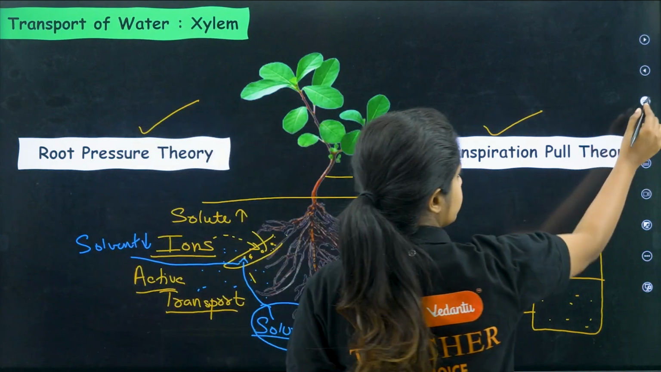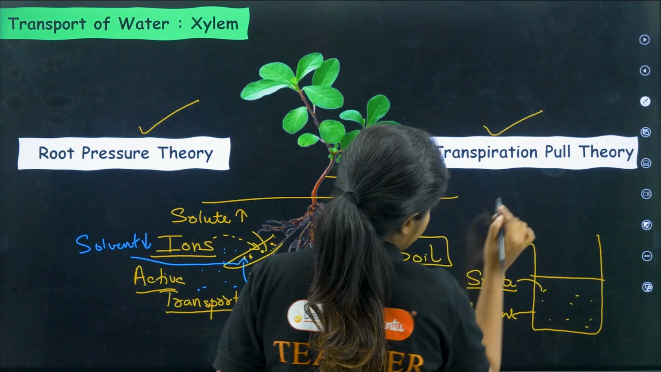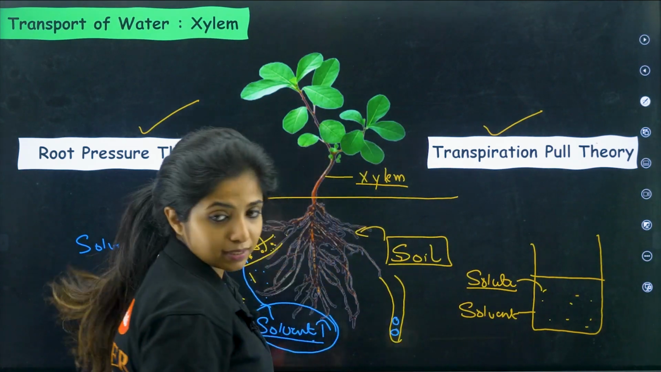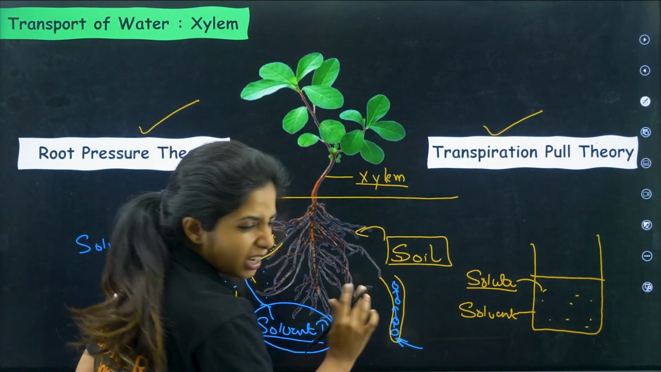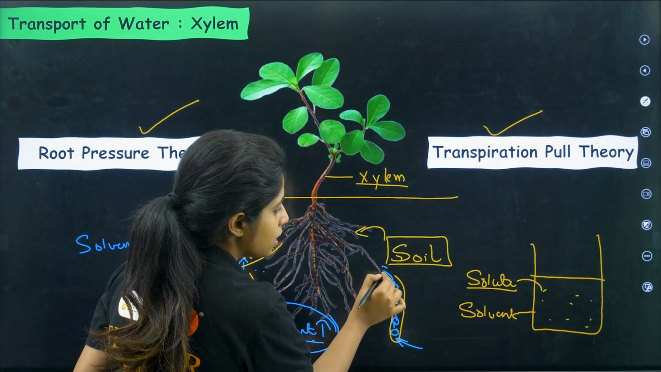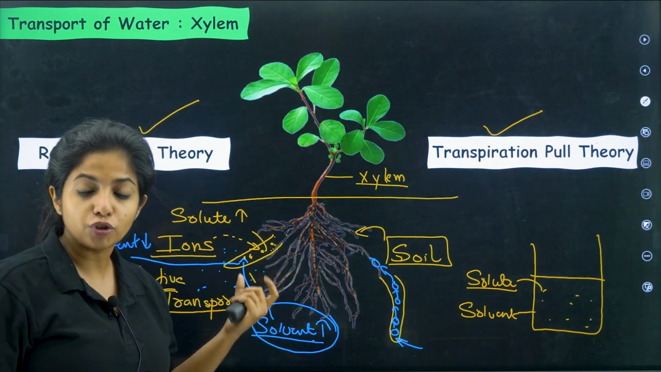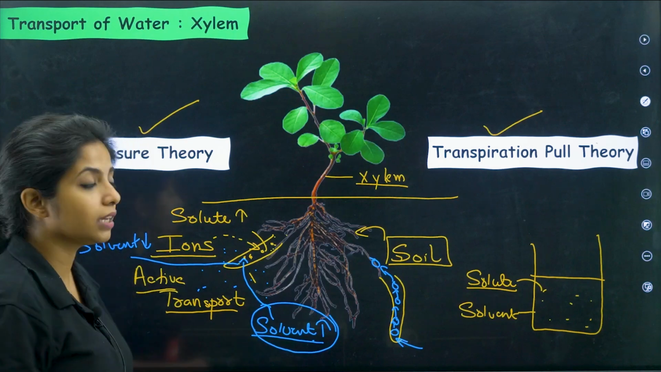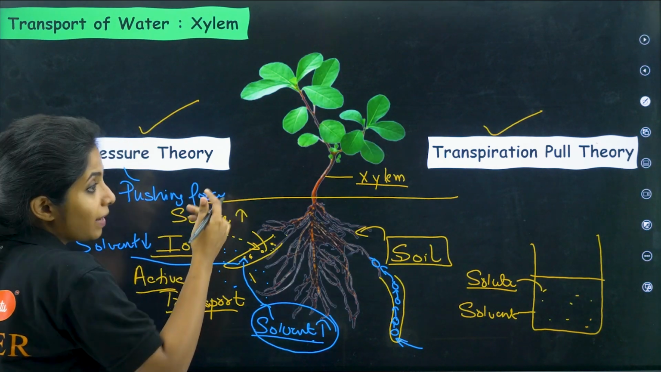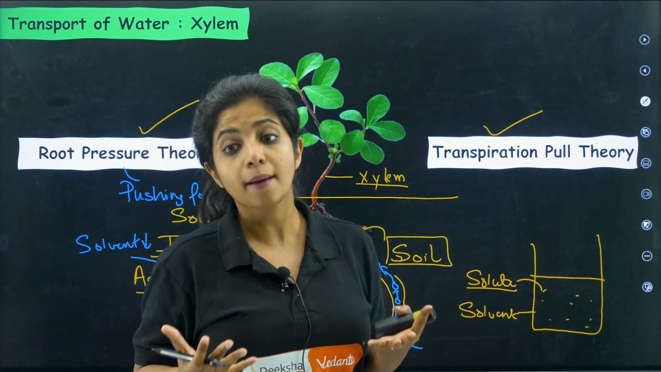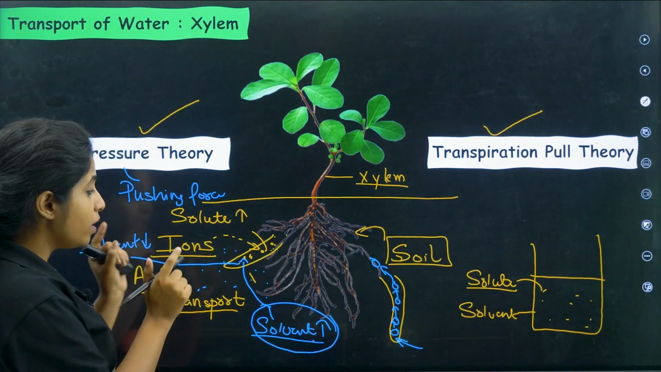Now you have to imagine something. For example, if this is a root, children, if this is one water molecule, this is another water molecule, when more and more water molecules are taken up, it pushes the other water molecules above. And this is known as root pressure theory. In the roots, you're creating a pressure, and here you have a pushing force. For example, I am a water molecule. From down, someone is pushing me and I am going up. You get it? This is known as root pressure theory, and it works only because of ions.